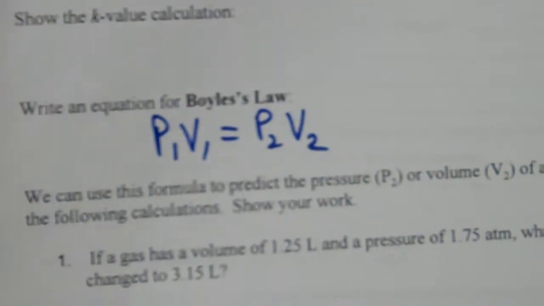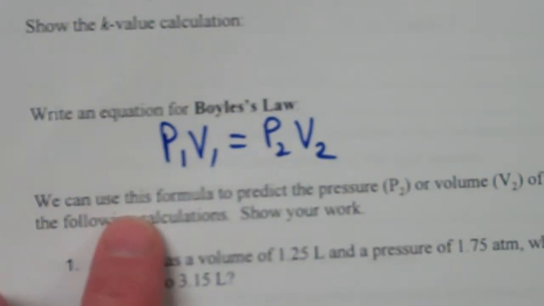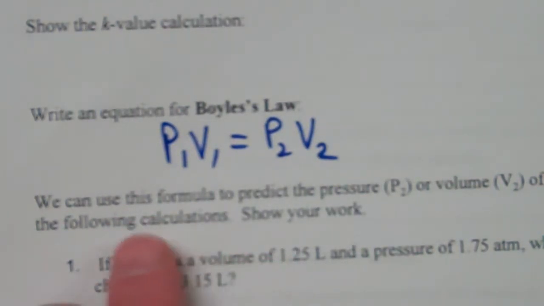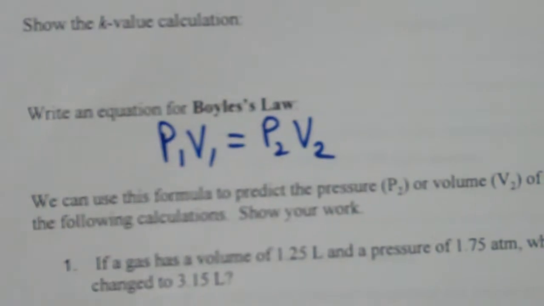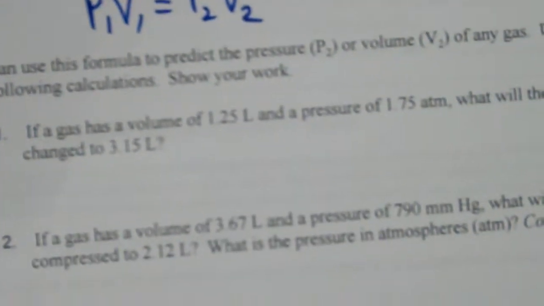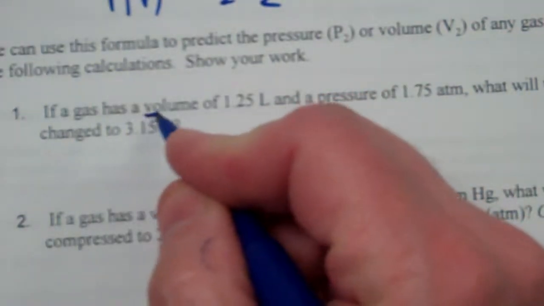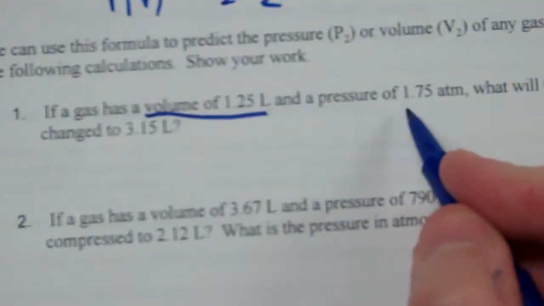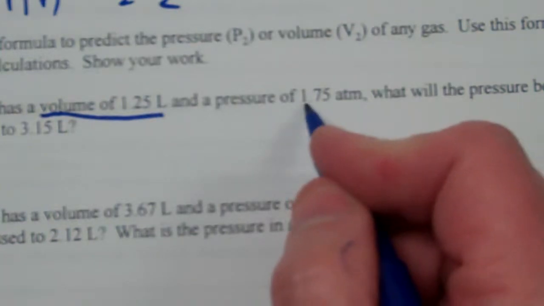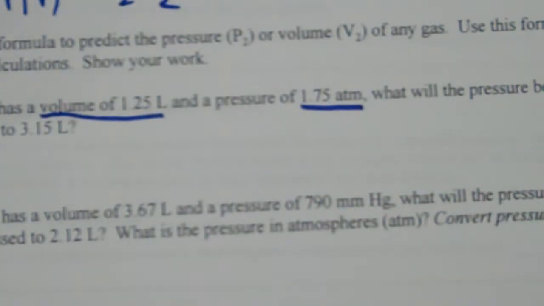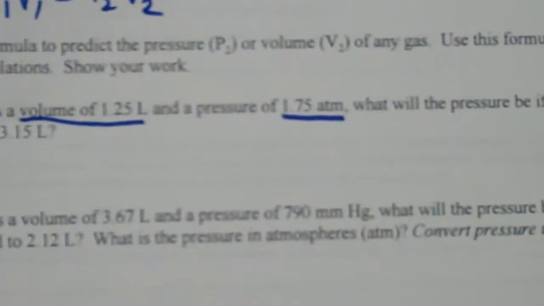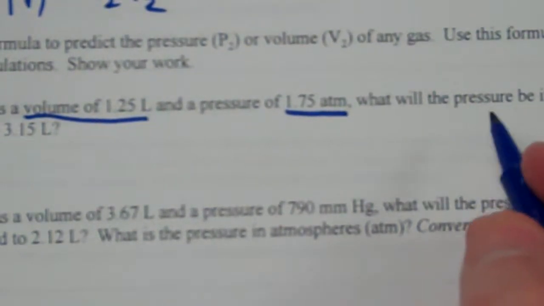All right, so it says we can use this formula to predict the pressure or volume of any gas. Use this formula to complete the following calculations and show your work. So the first problem says, if a gas has a volume of 1.25 liters, right, that's the volume, and a pressure of, here's those units I was talking about, 1.75 atmospheres, what will the pressure be?